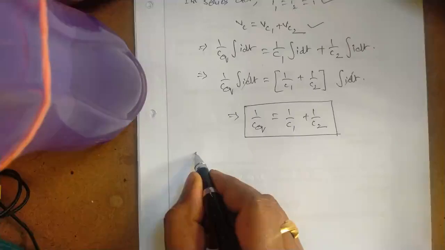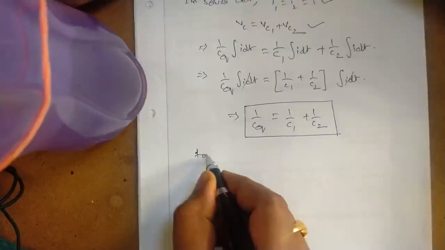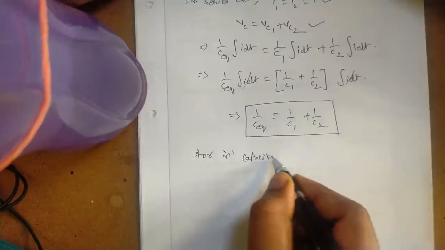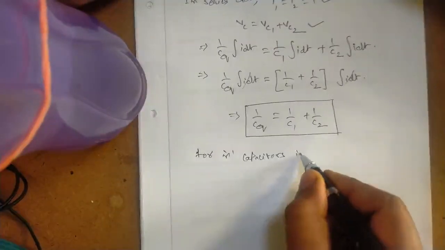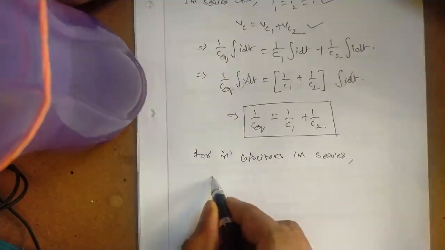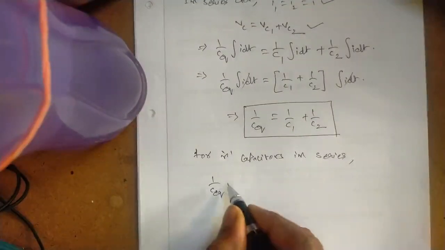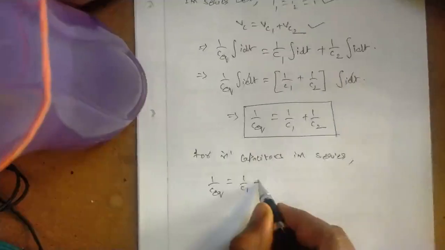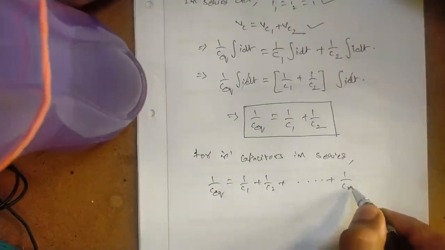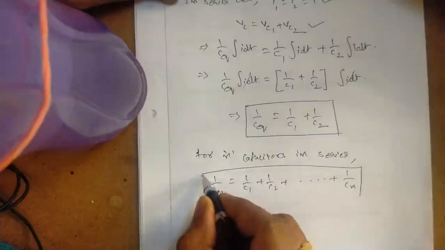Similarly, for n number of capacitors connected in series, 1 by C equivalent is equal to 1 by C1 plus 1 by C2 plus and so on plus 1 by Cn.